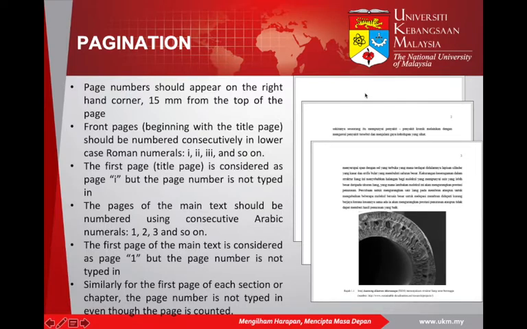The first page just now of the main text is considered as page 1, but the page number is not typed in. Similarly, for the whole thesis, as you go to each of the chapters, the page number will not be typed in for the first page, okay? Although the page is actually counted.